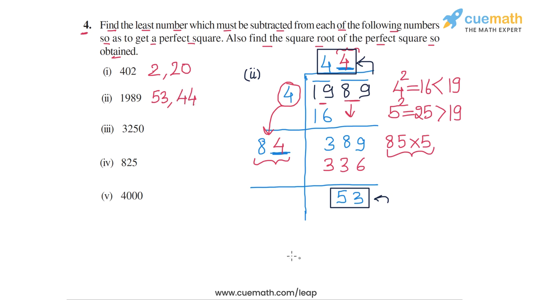And if you want, you can verify this. 1989 minus 53 will be equal to 1936, and this is the perfect square of 44. Okay, so that completes part 2.